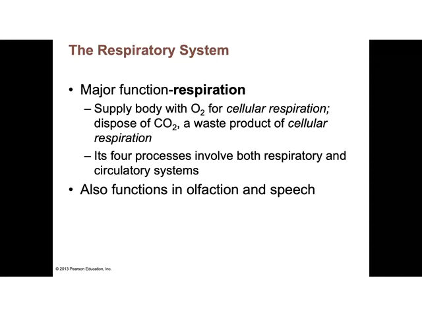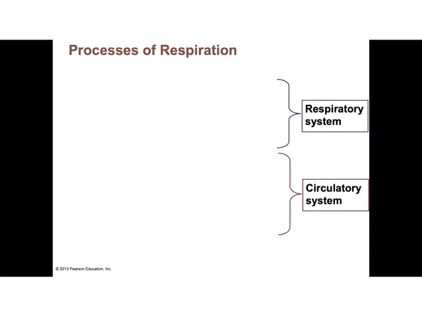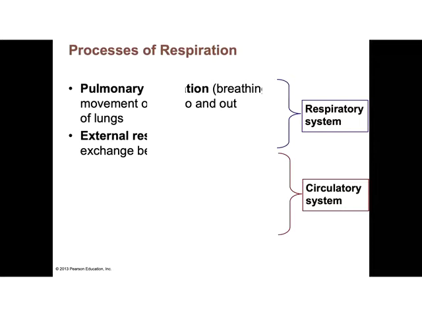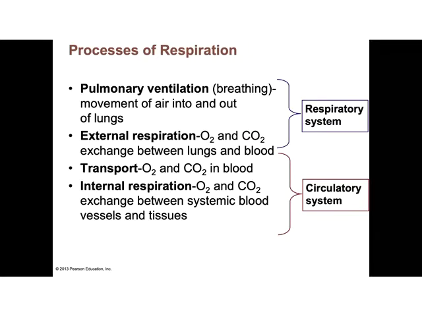Okay, it is critical for ATP production, which is the energy that's immediately available for the cells to do work. All right. The respiratory system is also important in speech and olfaction, right? But there are four processes that the respiratory system is responsible for, that are critical to delivering the oxygen to the tissues that they need in order to live. Pulmonary ventilation is just the movement of the air into and out of the lungs, right?